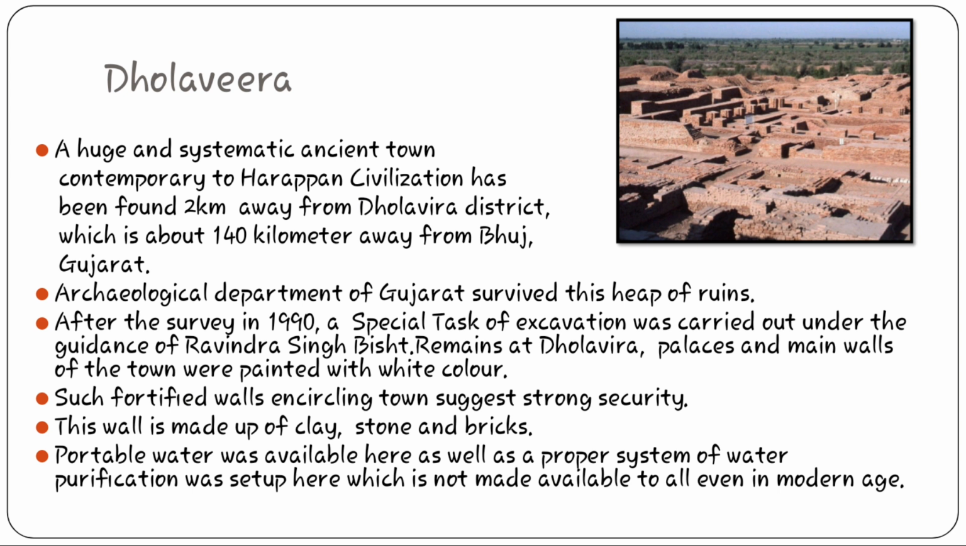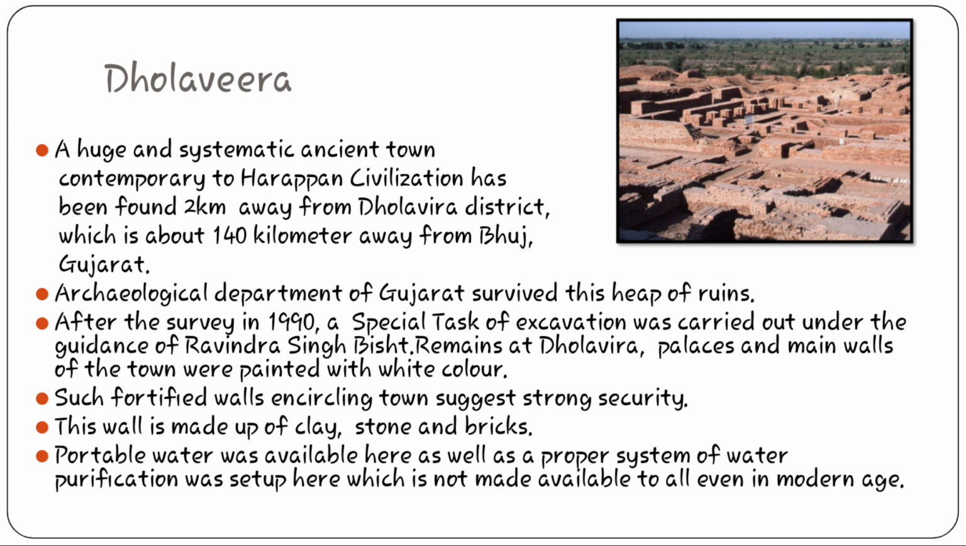Archaeological department of Gujarat surveyed this heap of ruins and they have done their research work in 1990. It was carried out under the guidance of Ravindra Singh Bist. Remains at Dholavira palaces and main walls of the town were painted with white color. That is a speciality of Dholavira. They were painted with a white color. Such fortified walls encircling town suggest strong security. This wall is made up of clay, stone and bricks.